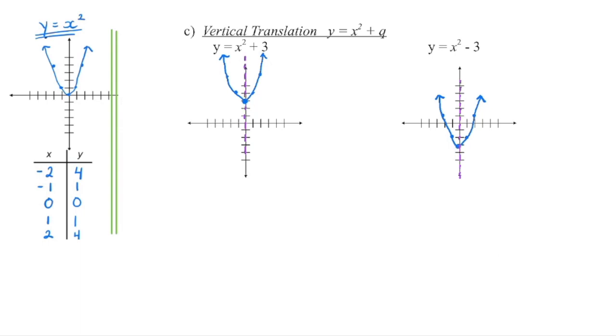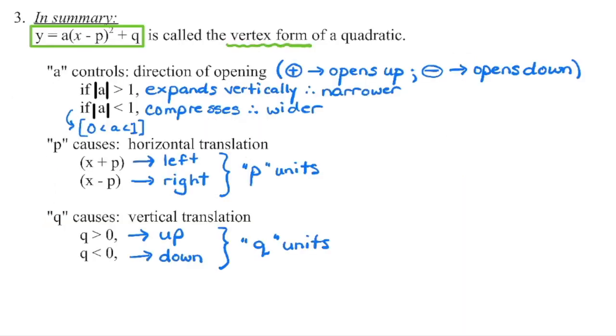And then take a look at the function. Q is positive 3. We've moved up 3 units. Q is negative 3. We've moved down 3 units. So Q is what we call the vertical translation, and that behaves as it should. So we would expect that when Q is greater than 0, we're moving up. We would expect that when Q is negative, we're moving down. Q is the number of units that we're moving that graph.